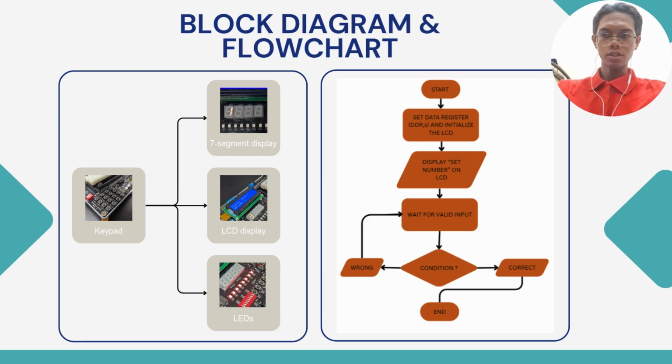Next, we also have the flowchart. So first is initialization. We start by setting the data direction registers and initializing the LCD to prepare the hardware. Next is setup, where the system displays the set number prompt on the LCD to begin the game. Next is the input loop, where the program enters a wait state until it receives a valid input from the user. Next is decision logic. Once a number is guessed, the system checks the condition. If the guess is wrong, the logic loops back to wait for a new input. But if the guess is correct, the game proceeds to the end stage.